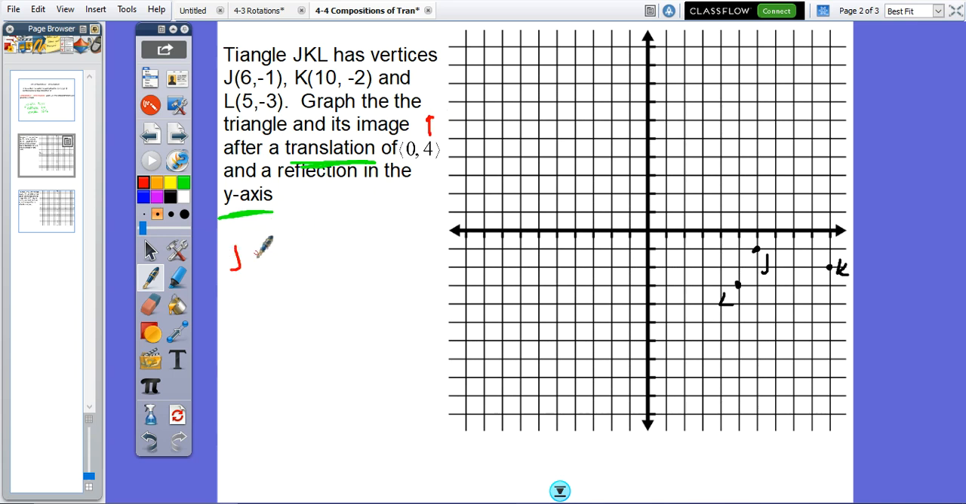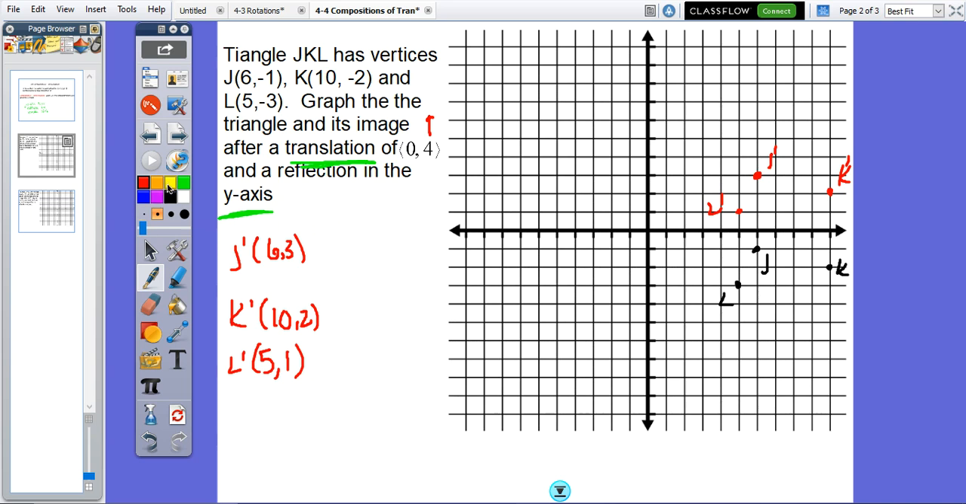So we're going to have our first transformation, J prime, K prime, and L prime. What would that look like? J prime, since we're going up 4 units, will now be at 6, 3. K prime went from 10, negative 2 to 10, 2. And L prime is going from negative 3 up to 1, at 5, 1. So they all got pushed to the top. There's K prime, J prime, and L prime. So this is our first transformation.